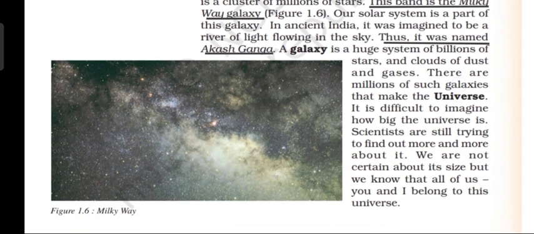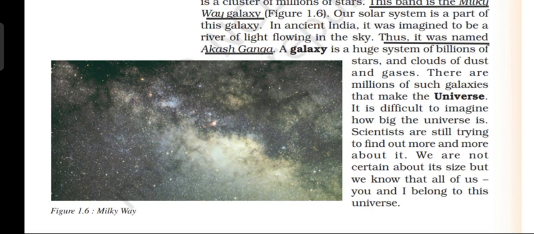So, children, see this figure 1.6 over here. Can you see this white broad band in this figure? So, this is a cluster or collection of millions of stars, and this is the Milky Way Galaxy. The Milky Way Galaxy is made up of millions and millions of stars. Now, our solar system is part of this Milky Way Galaxy.